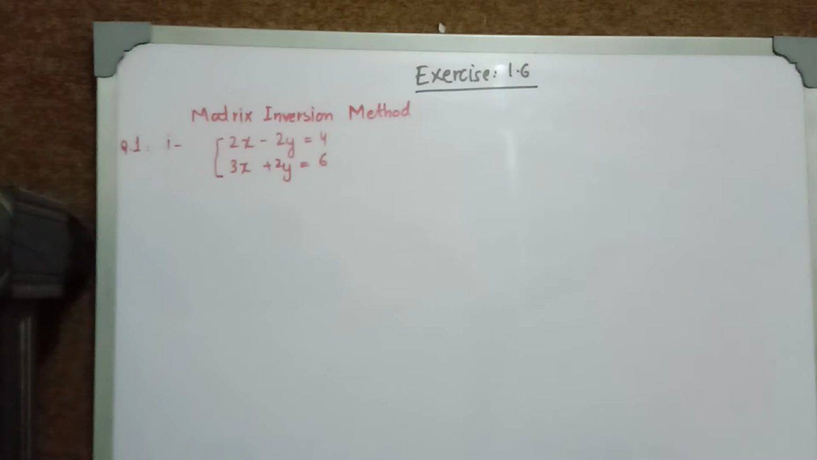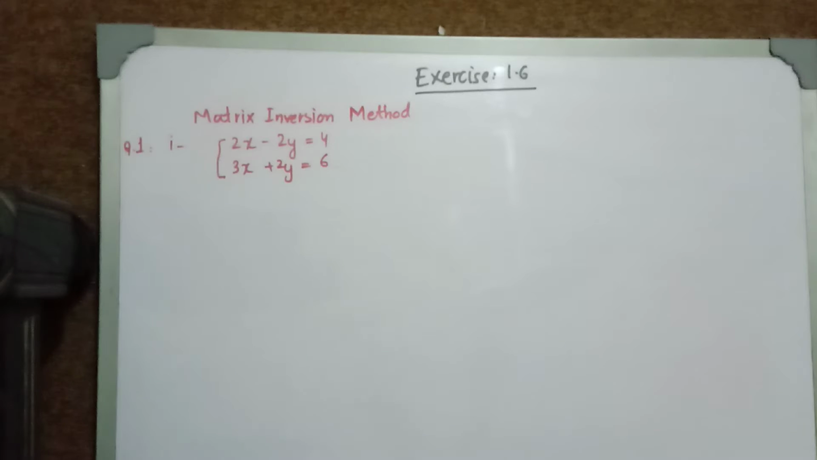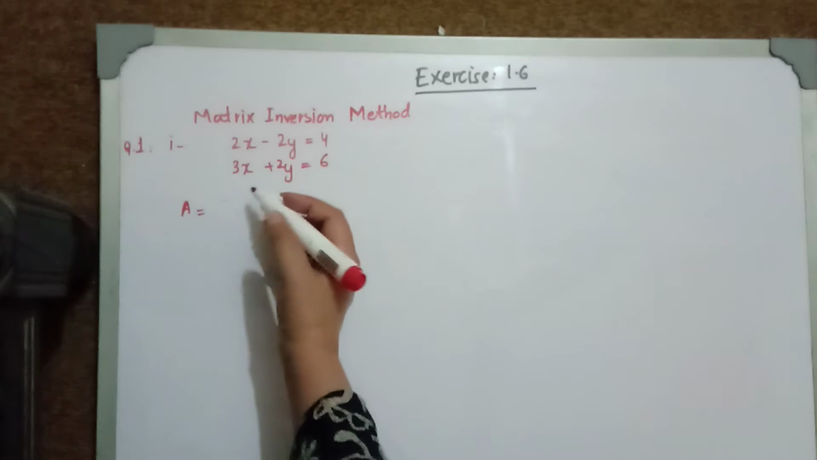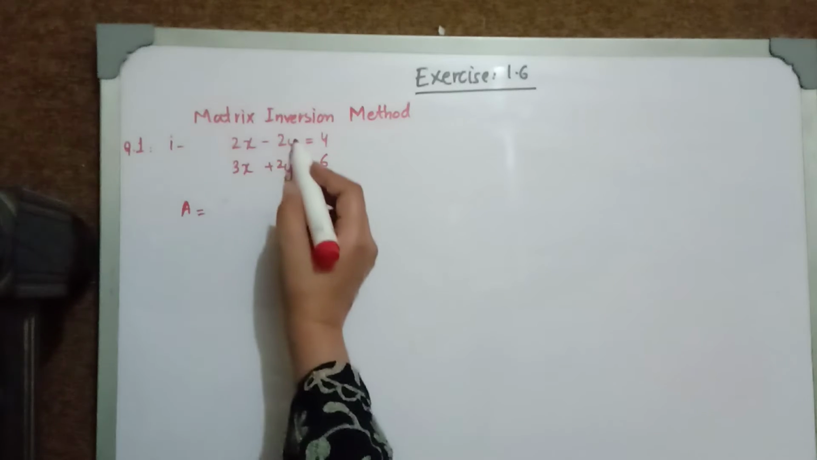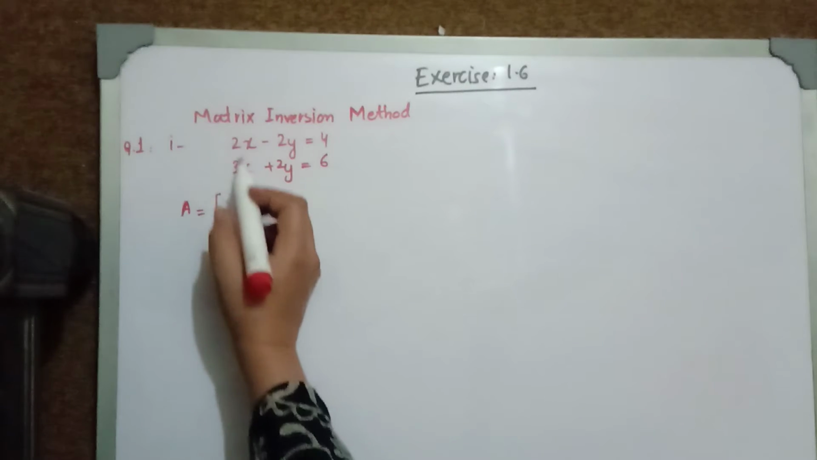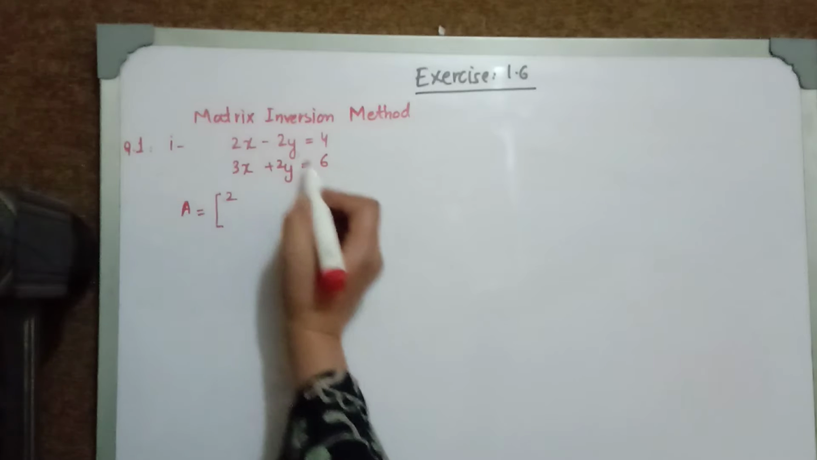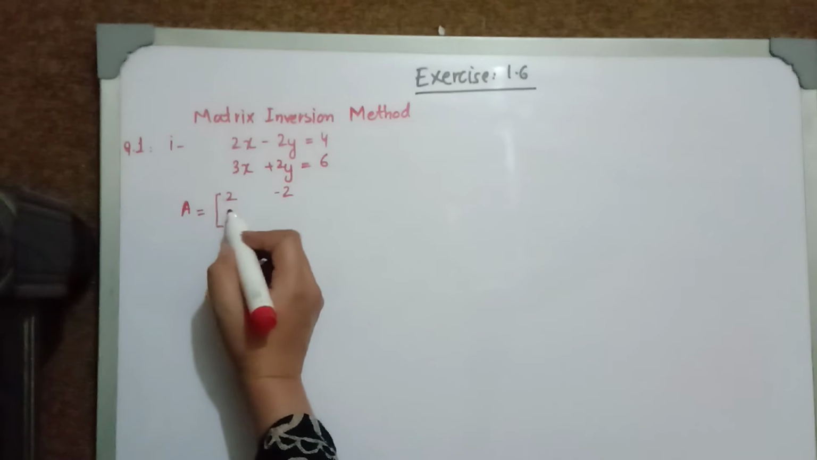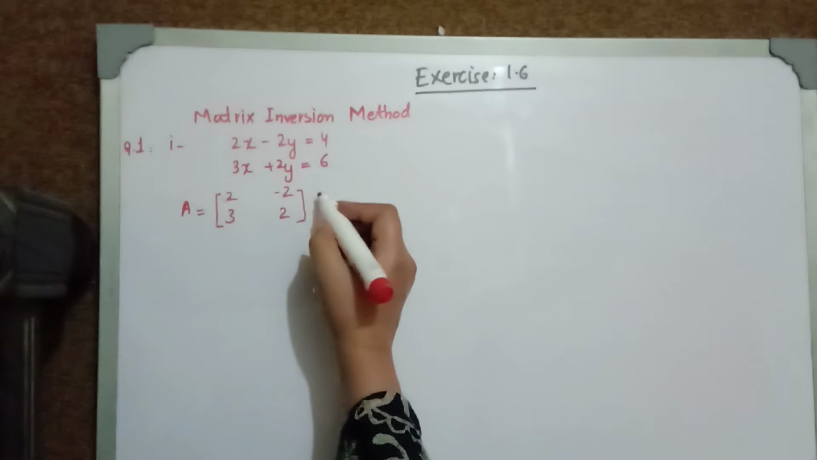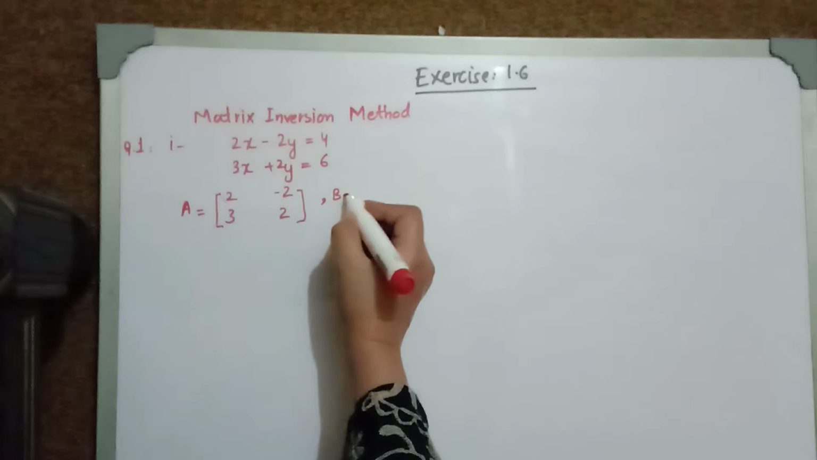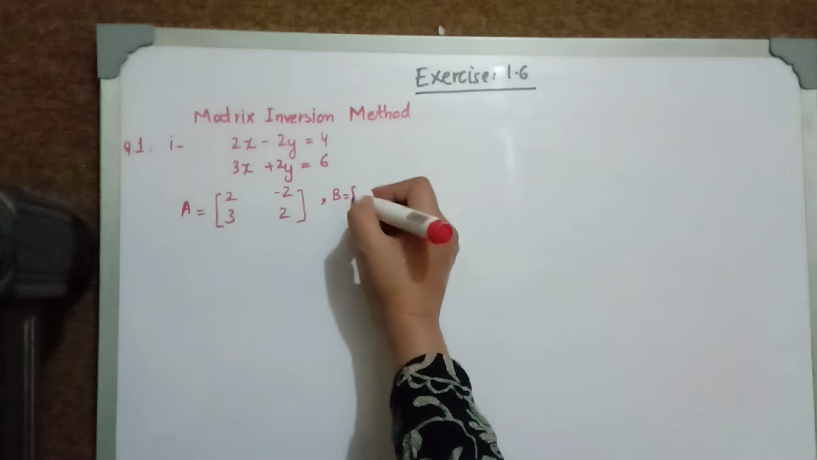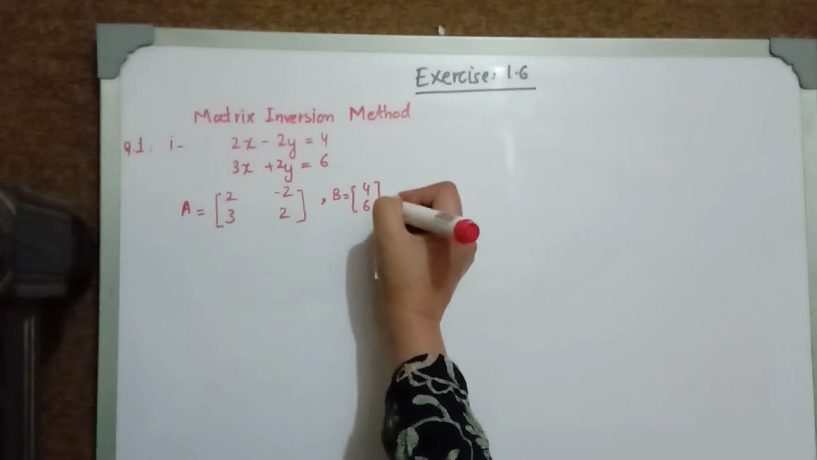Firstly, let's write them in the form of matrices. Here you will get three matrices. The first one, let's write here, A matrix, will be equal to all the entries you have on this side of the equation, and we will write them in the same order as they are. As the first one is 2, then we have minus 2, next one is 3, then we have plus 2 with y, so I'll write it here as it is. Now we get another matrix B, which is equal to the entries on the other side of the equation. So B will be equal to 4, 6, right?